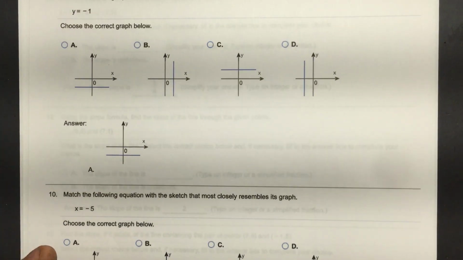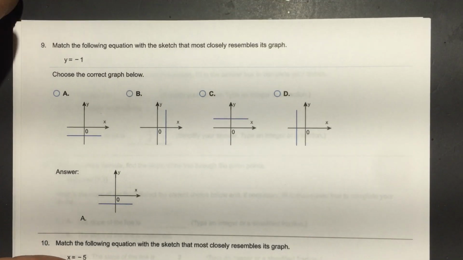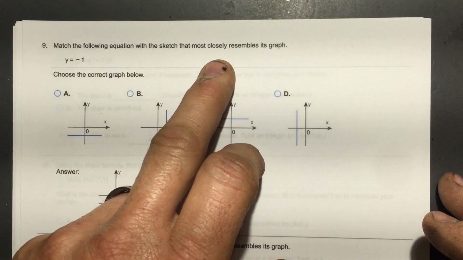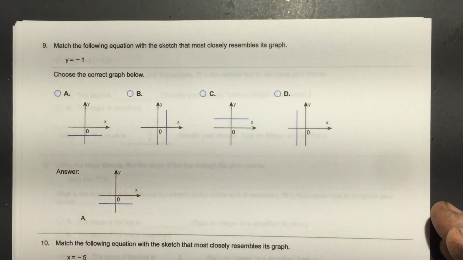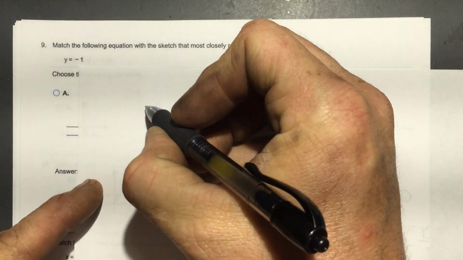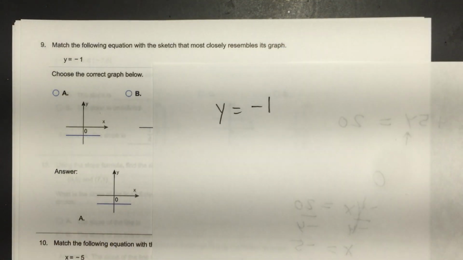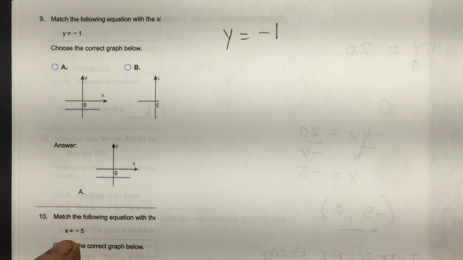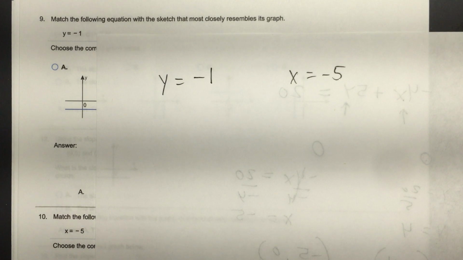Okay, now let's look at these right here. Number 9. Match the following equation with the sketch that most likely resembles its graph. Y equals negative 1. Okay, now if you have an equation like this one here, y equals negative 1, versus look at this one down here, number 10. All right, number 10 says x equals negative 5.